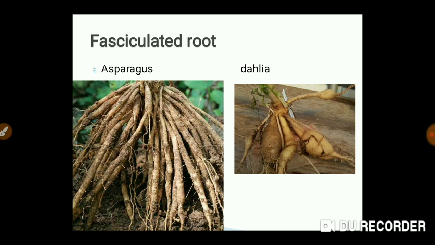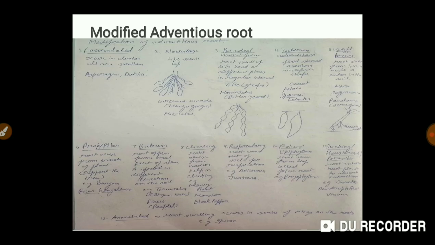Now the next one is annulated. That is, root swelling occurs in a series of rings on the root, and the example is ipecac.